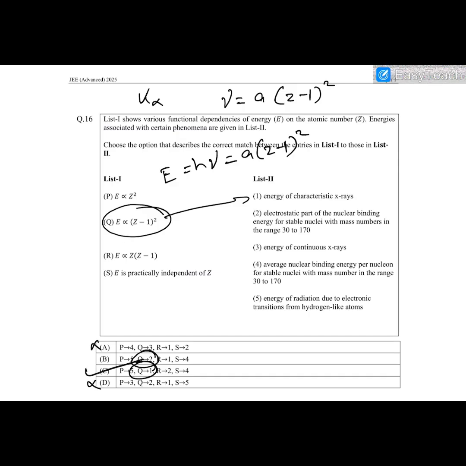So guys, this was the complete analysis of paper 1 of JEE Advanced, and I think that most of the questions were in the easy category. 3 or 4 questions were in the average category, and only 2 questions were of the tough category. That is also not tough. I would like to tag them as calculative ones.